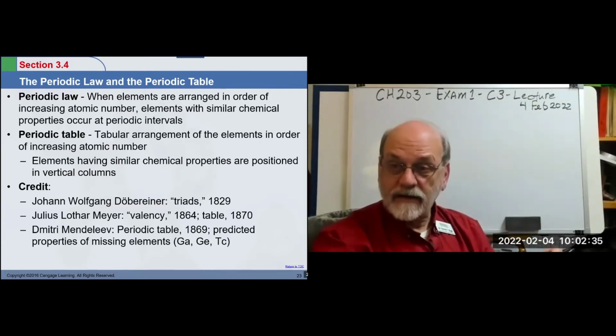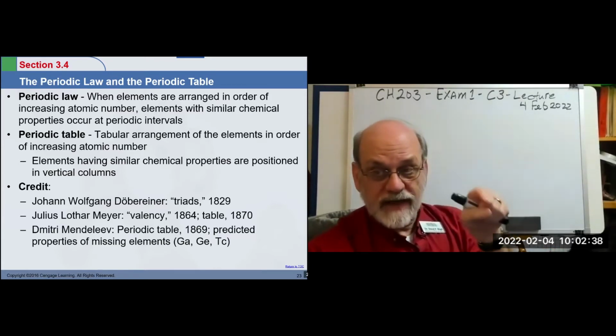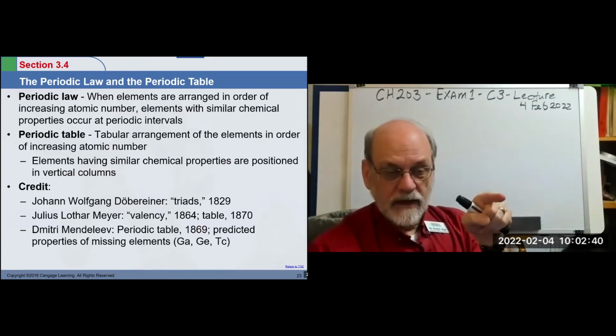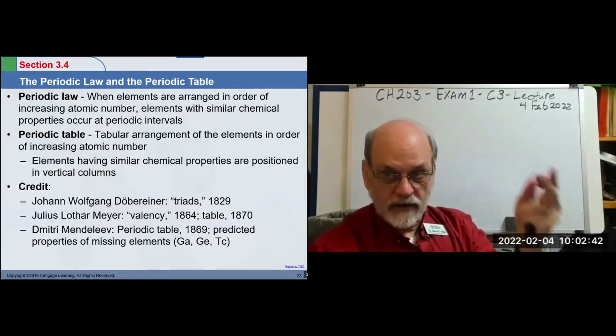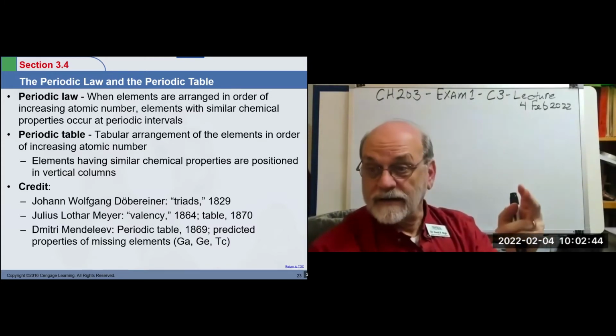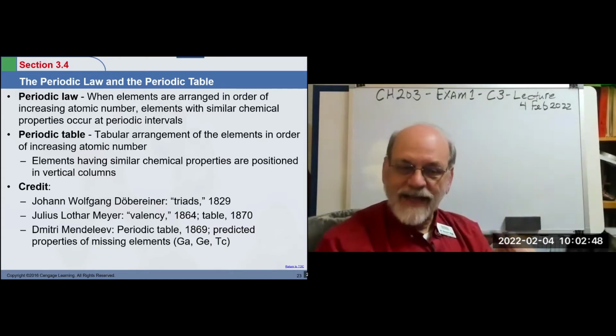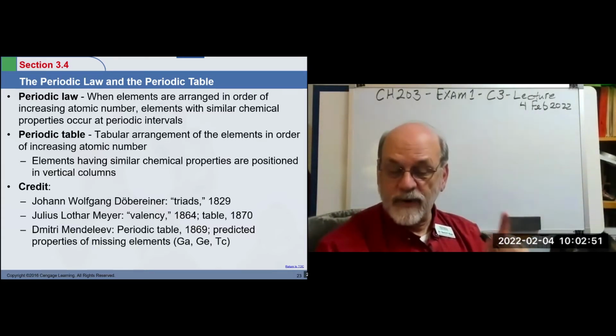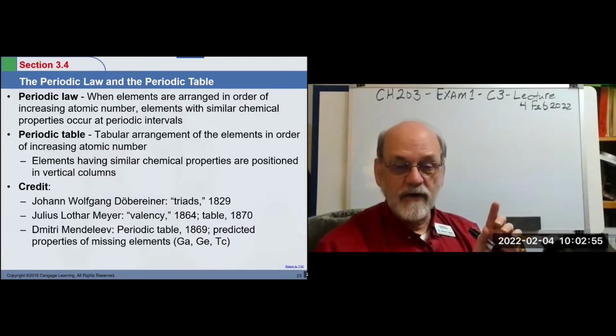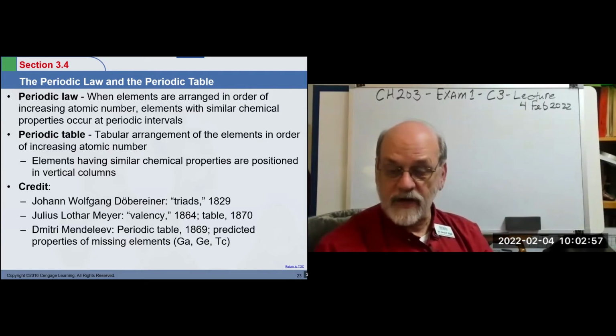So not only that, he said, when you discover that element, and you will, it will have these physical and chemical properties. And he was right. We discovered elements to fill those spots. That's why Mendeleev is given credit for the periodic table, because he used it to predict the existence of as yet undiscovered elements.